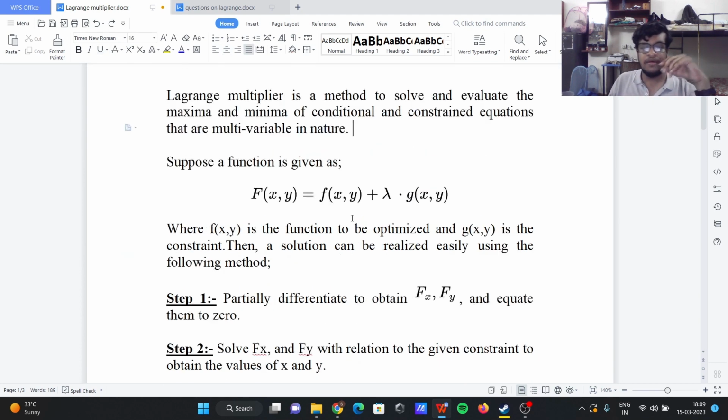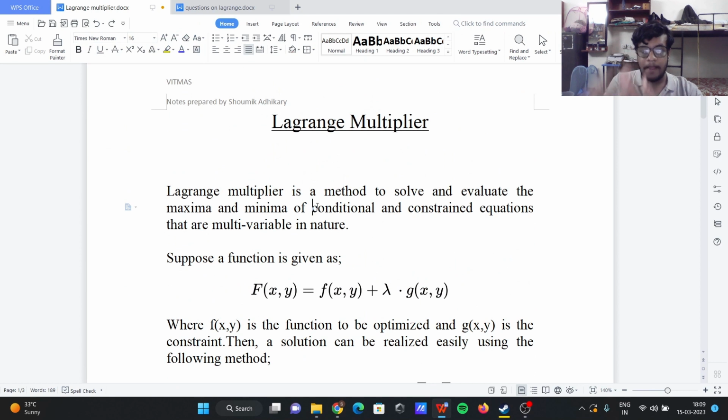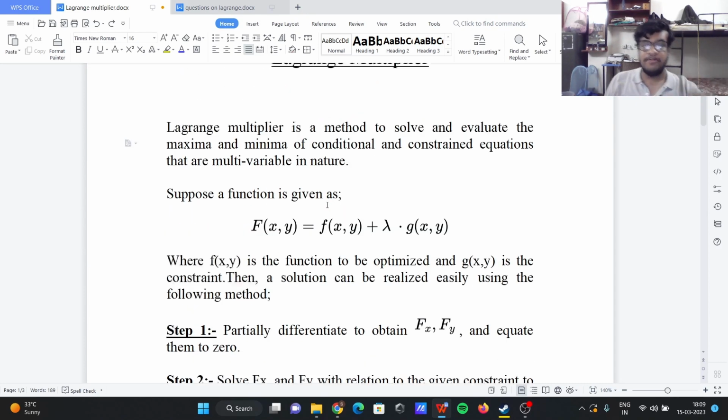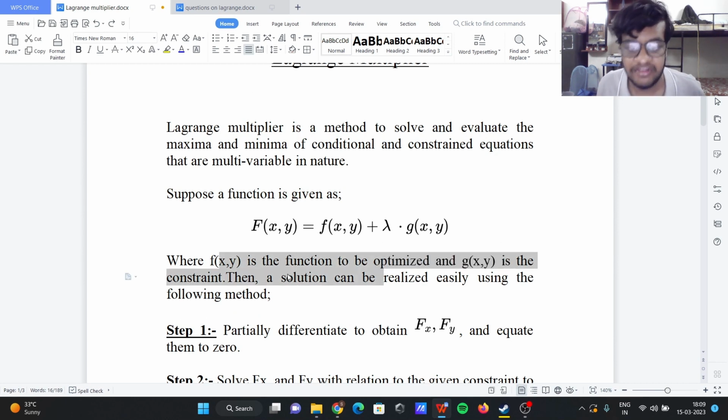Now, when we write a Lagrange multiplier, we write it as capital F of x, which is defined as small f of x plus lambda times g of x comma y. Small f of x is the function that we are optimizing, while g of x comma y is the constraint or the limit which the function has put on the greater function. We write it all together as capital F of x, y equal to small f of x comma y plus lambda times g of x comma y.